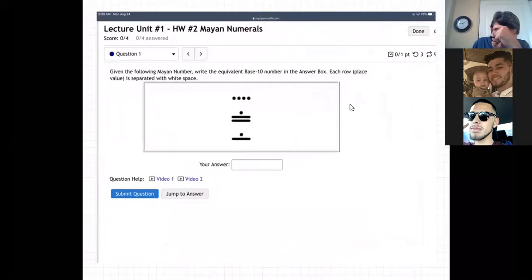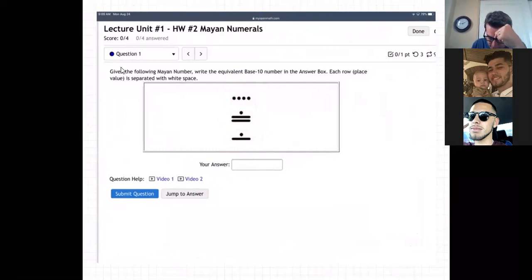So they're giving us this weird looking Mayan number right here. This strange looking Mayan number. And it's got this symbol, this symbol, this symbol. And they want us to change this thing into a normal number. So how are we going to change this into a normal number?